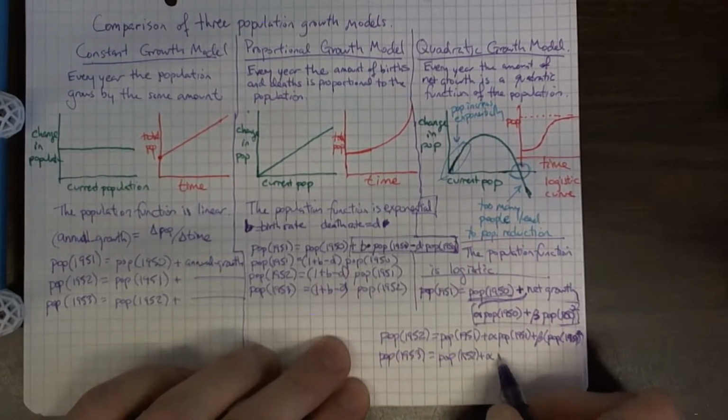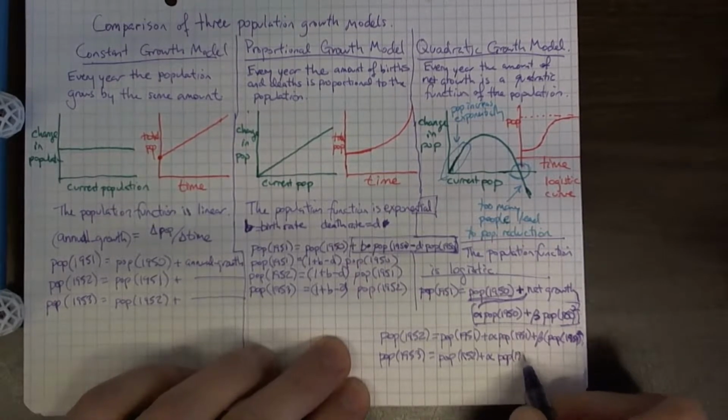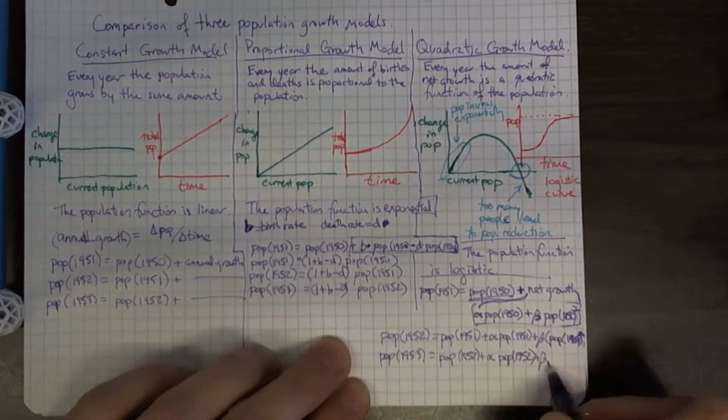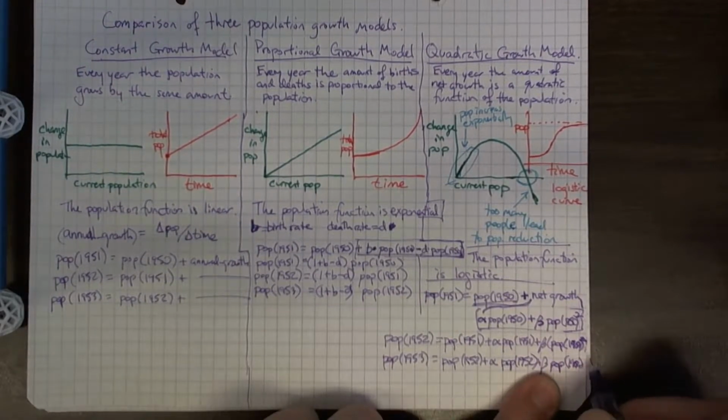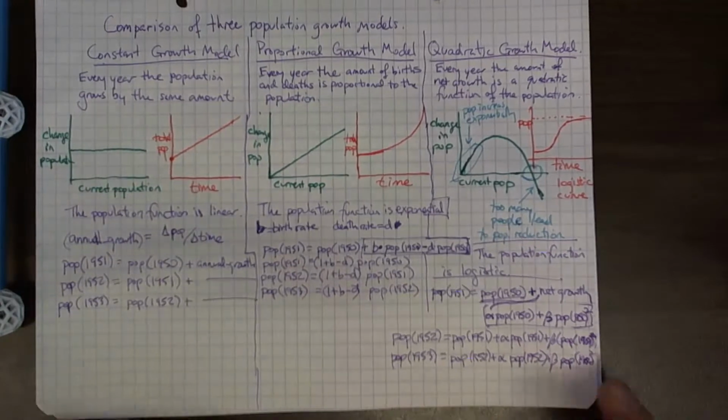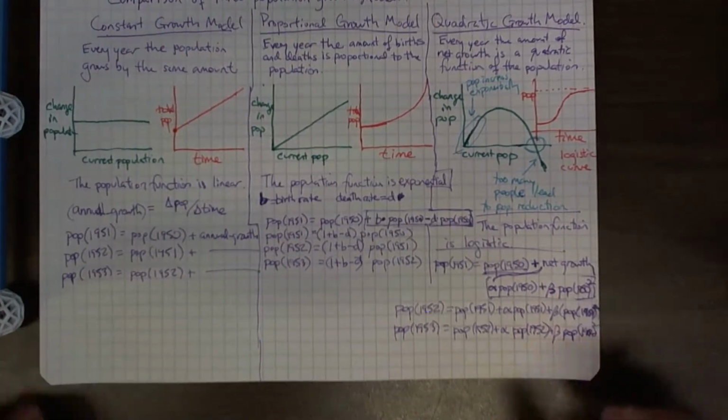Alpha population of 1952 plus beta population of 1952 squared. Sorry about that mess. I'll try to be more careful as we go.